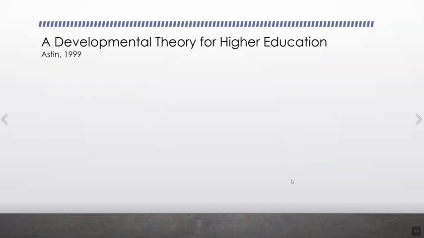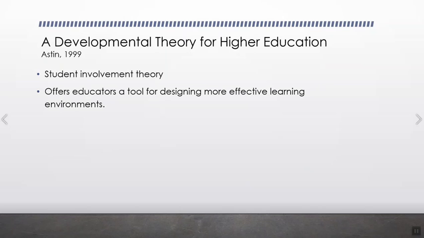As we continue our development into higher learning, Alexander Astin developed his student involvement theory. This refers to the quantity and quality of the physical and psychological energy that students invest in their college experience. This offers educators a tool for designing more effective learning environments, and the greater the student's involvement in college, the greater the student learning and personal development.